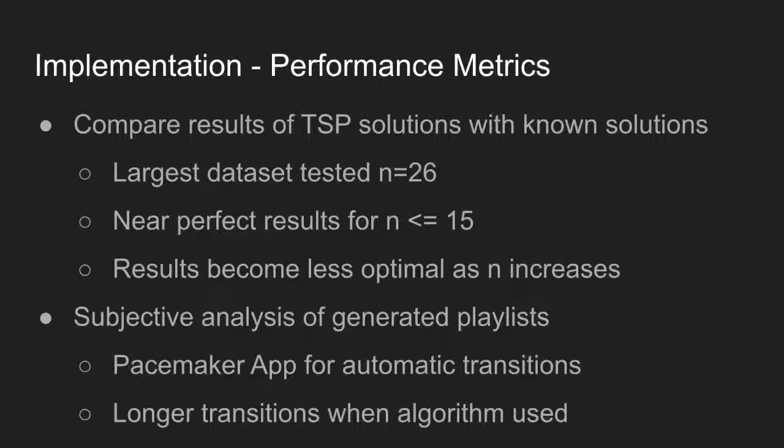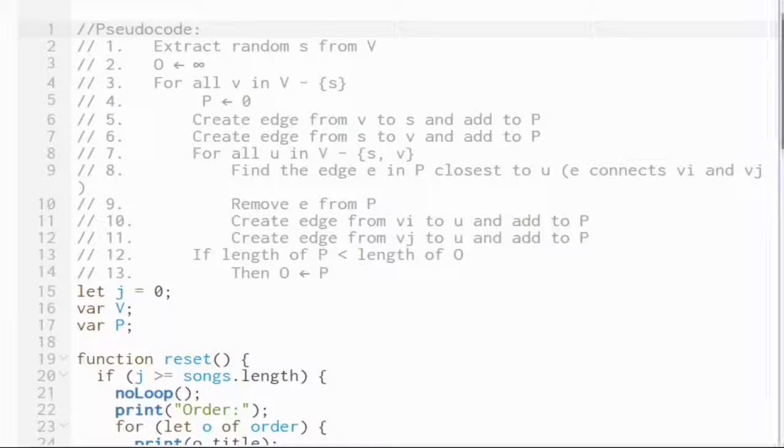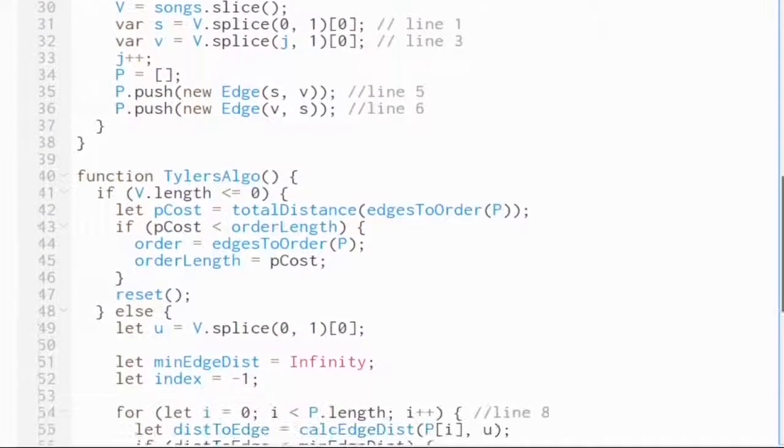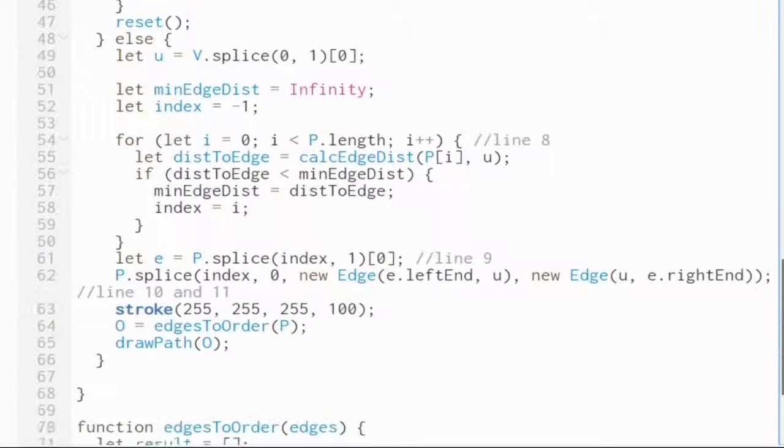But for all other tests, n less than or equal to 15, 7 of the 8 tests gave the most optimum path. But then for larger values of n, the results became less and less optimal. I also measured the results of the algorithm based on subjective analysis of the playlist generated, and I noticed that when I used my algorithm to generate a playlist, the neighboring songs were more compatible, versus with a randomly generated playlist, the 2 neighboring songs were not very similar. The input for my algorithm is a JavaScript file in which the song array is initialized with all the song objects. Each song object has a title, it has a key, and it has a tempo.